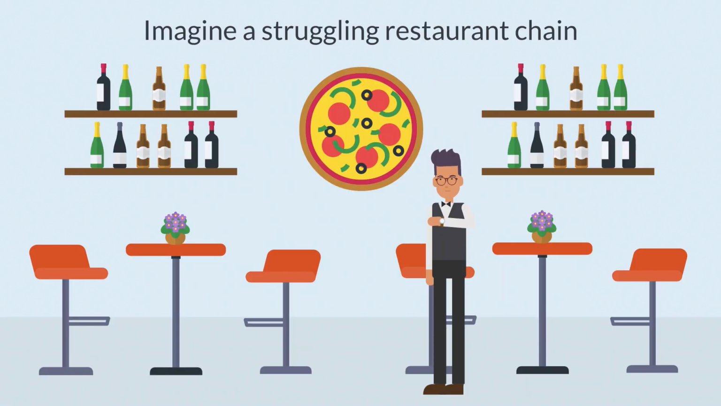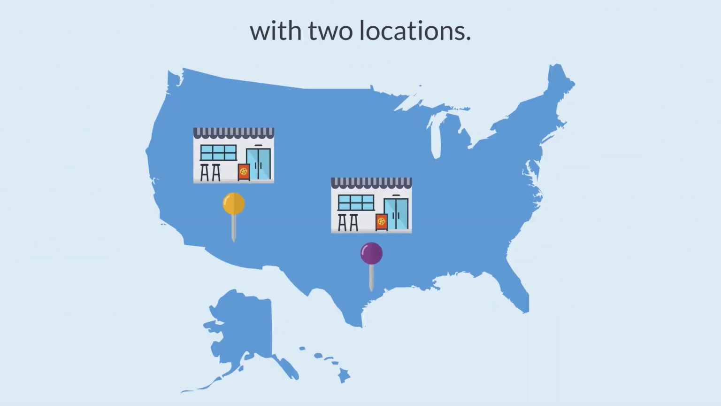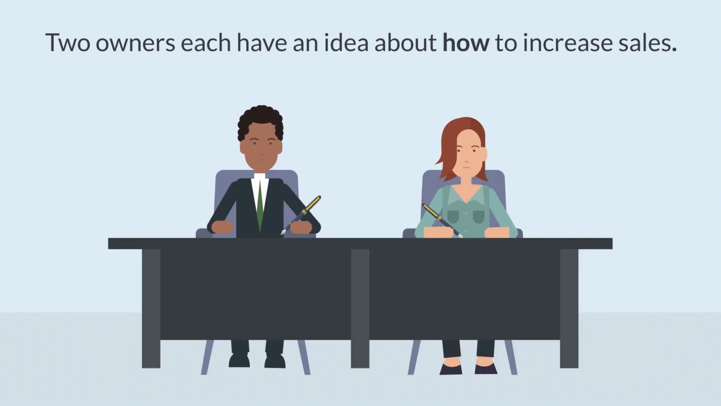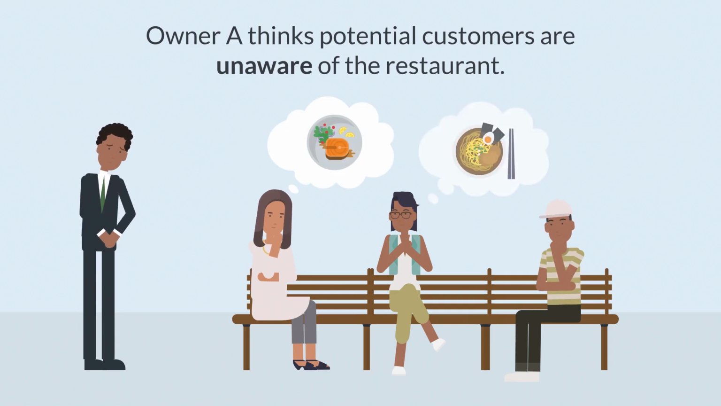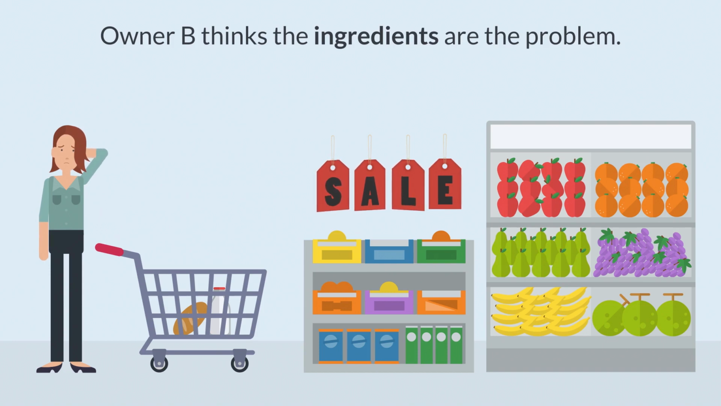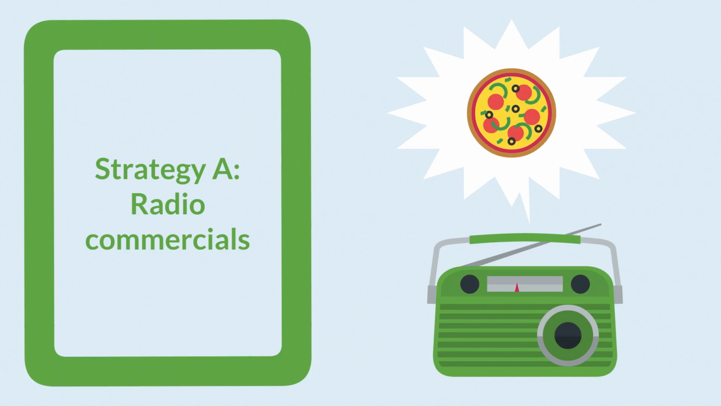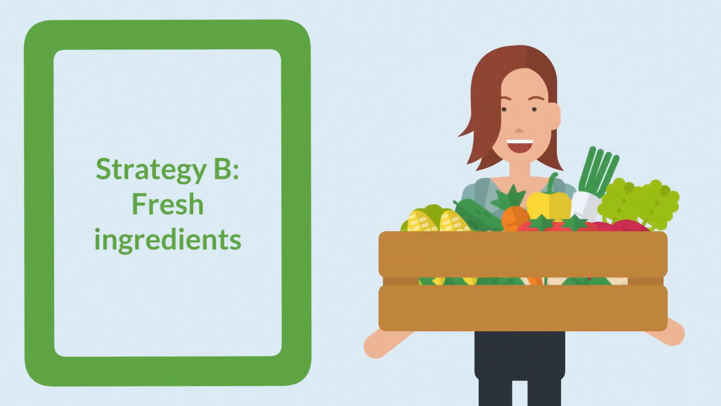Imagine a struggling pizza restaurant chain with 2 locations in different cities. The 2 restaurant owners want to know why the chain has been struggling to attract customers in recent years. They each have an idea about how to increase sales. Owner A thinks that not enough potential customers are aware of their restaurant, whereas Owner B thinks the ingredients are the problem. Owner A uses radio commercials as a strategy to increase awareness of the restaurant, while Owner B uses fresher ingredients in their pizzas.